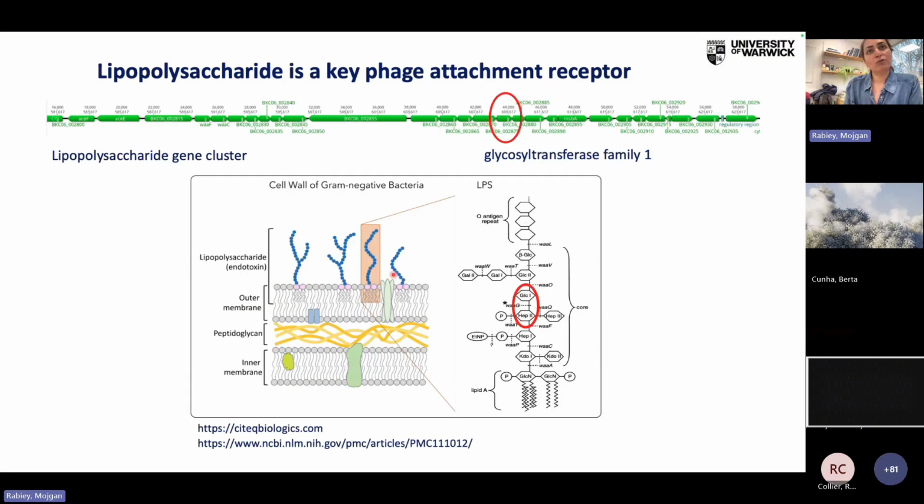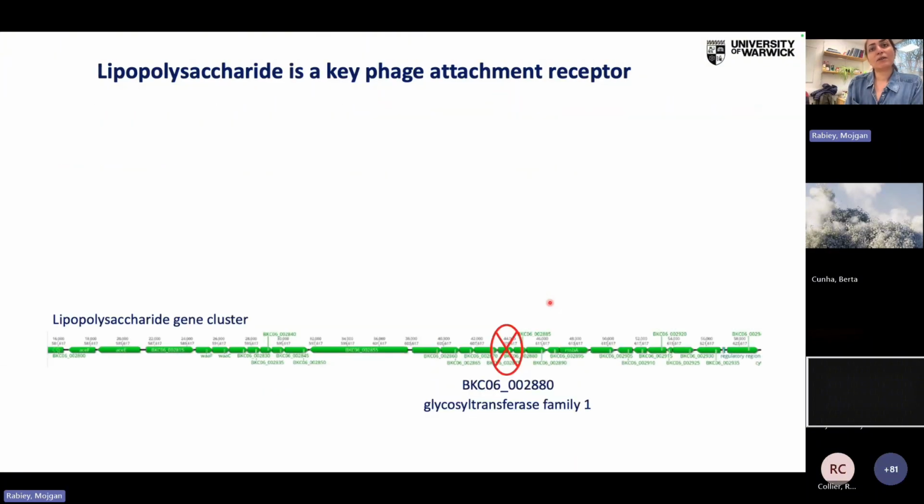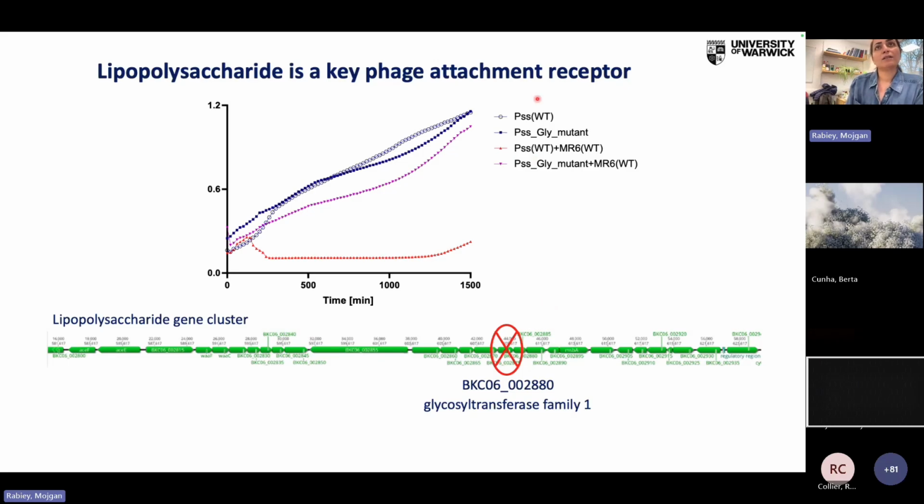We do a lot of gene deletions. For example, this glycosyltransferase family 1 gene is within the lipopolysaccharide gene cluster, and you can see it's within the core oligosaccharide. So we deleted this gene and repeated our killing curve assay. You can see that we have the PSS wild type, we have the mutant, and we have the PSS wild type with MR6, and how MR6 cannot kill the mutant when we deleted this gene within the lipopolysaccharide.